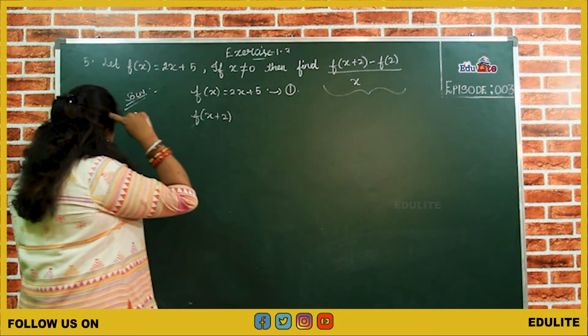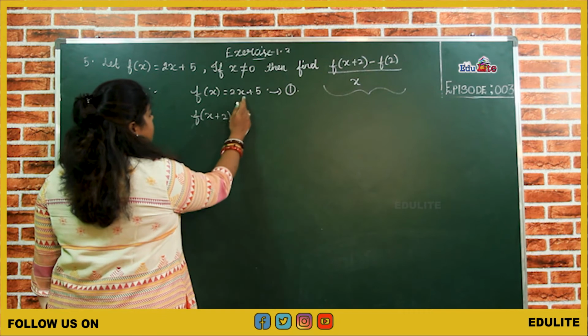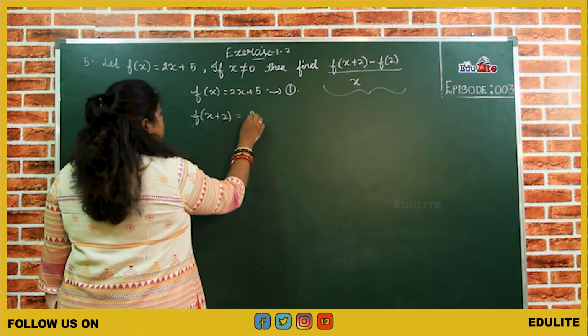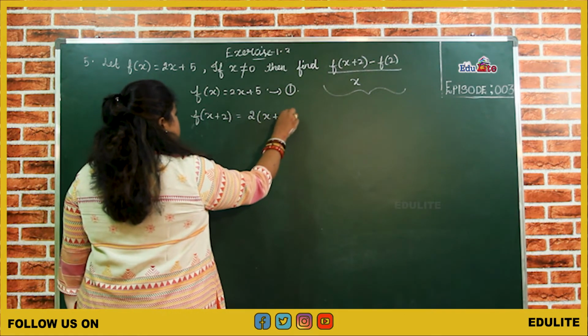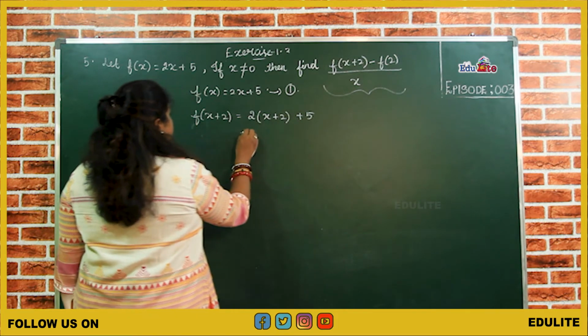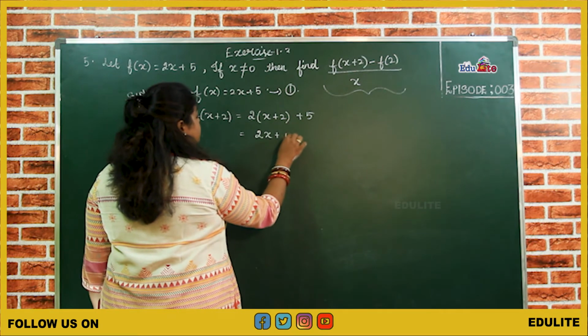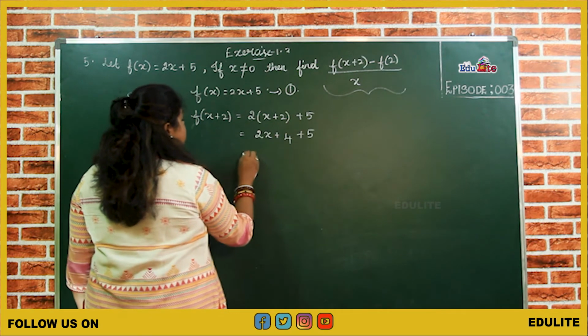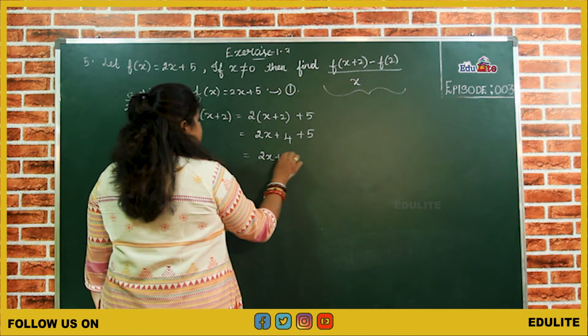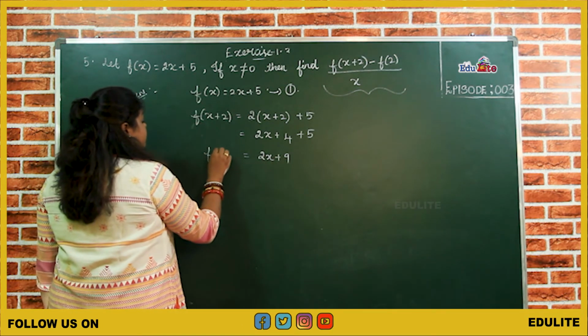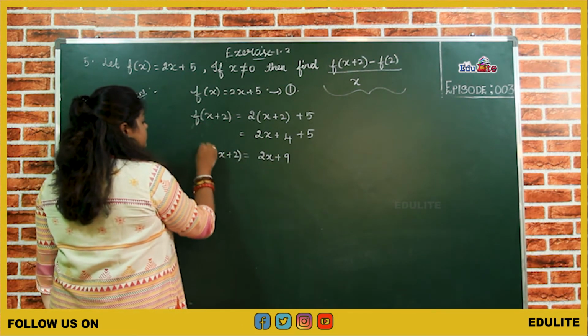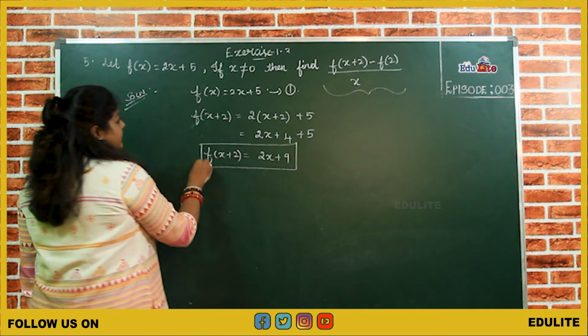f of x plus 2: instead of x we have to substitute x plus 2 in this relation. What will we get? 2 into x plus 2 plus 5. So, 2 into x is 2x, plus 2 into 2 is 4, plus 5, which will give us 2x plus 9. f of x plus 2 equals 2x plus 9.